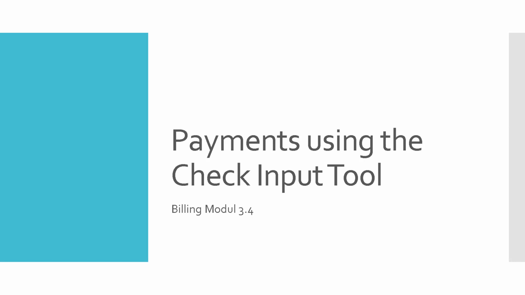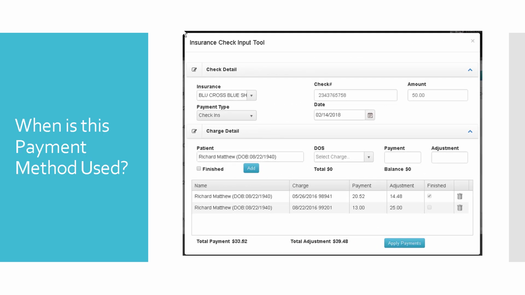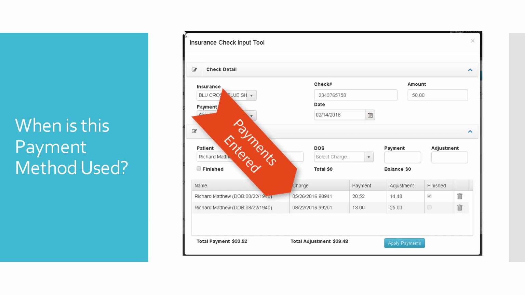Welcome to Chart Talk Training Module Billing 3.4 using the Check Input tool. The Check Input tool is used to enter EOBs received by check or insurance credit card. The Check Input tool allows you to enter payments and adjustments line by line for every service on your remits.